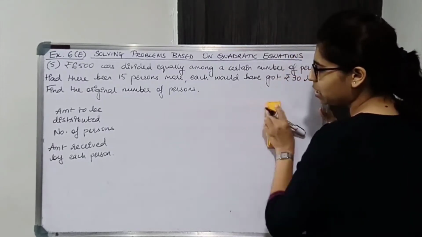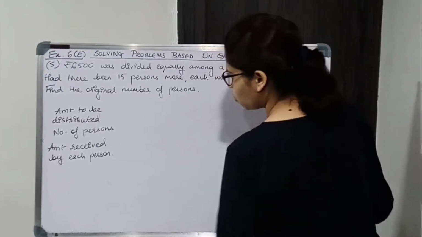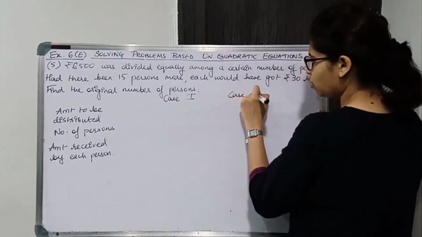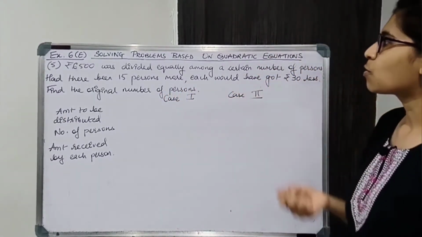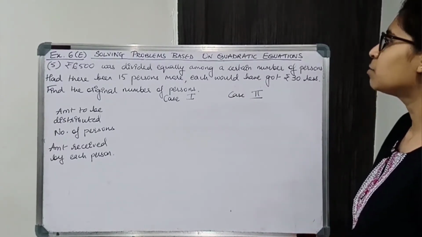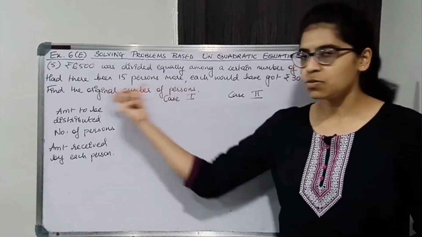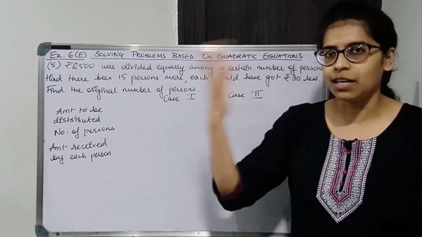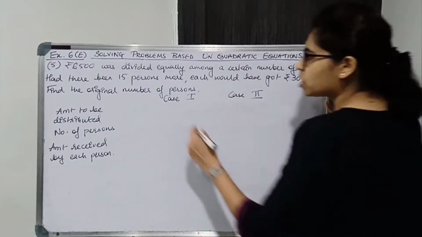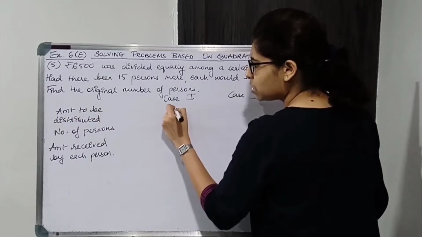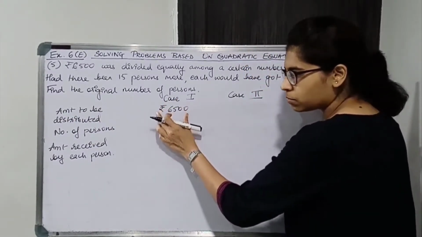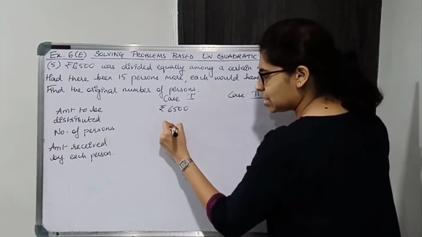Now again there will be two cases. Case 1, case 2, only then we'll get an equation. So 6,500 was divided equally among a certain number of persons. The number of persons we don't know, so the original number of persons, let it be x. Let case 1 be the original case, where the amount to be distributed is 6,500. We are distributing this to a certain number of people, let's say x.